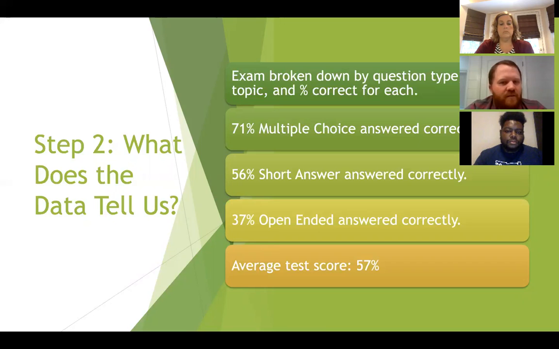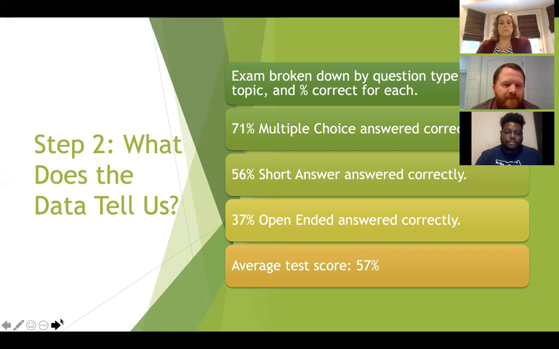71% of the kids answered multiple choice questions correctly, which I think is fairly typical, to perform a little bit higher on multiple choice than on short answer or open-ended. As far as the multiple choice questions, everything seems to be fine there. When you jump down to short answer, 56% were answered correctly. That's starting to raise some eyebrows about whether we fully grasp what's going on as far as the objectives that are being taught. And when you get to open-ended, 37% were answered correctly.